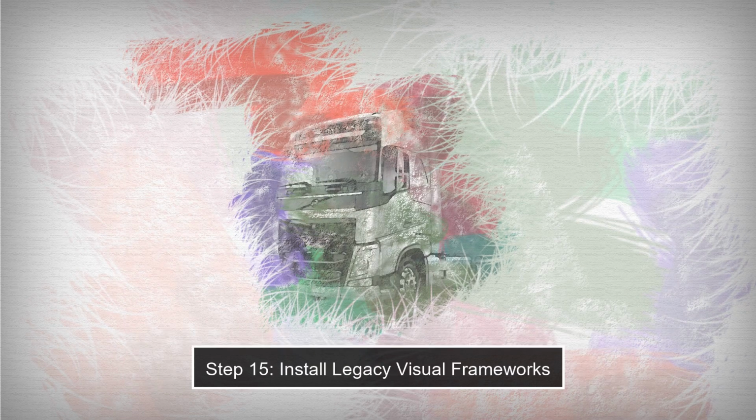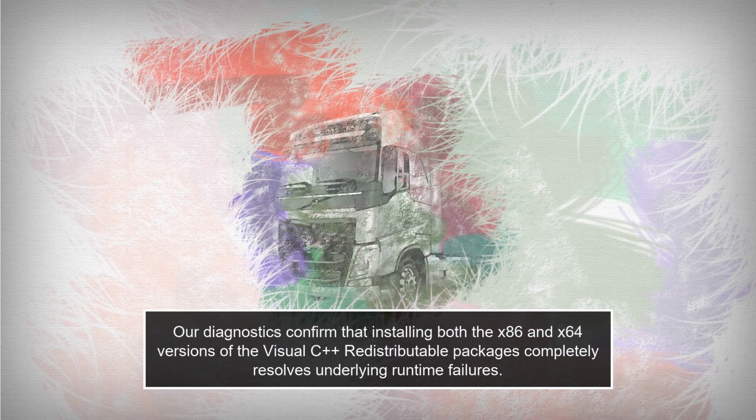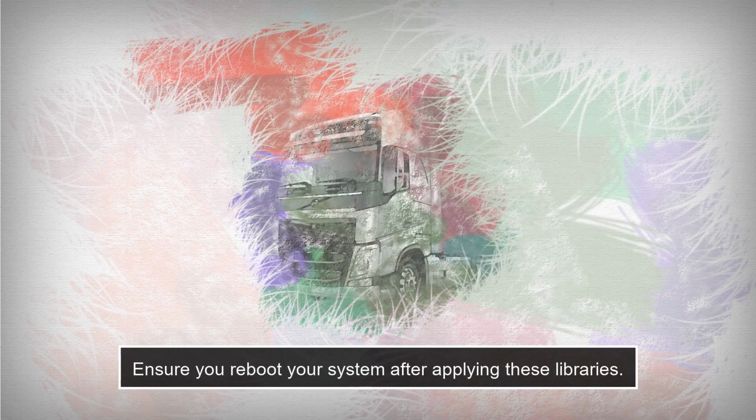Step 15. Install legacy visual frameworks. Many decrypt applications rely on legacy Microsoft libraries that do not ship natively with modern Windows installations. Our diagnostics confirm that installing both the x86 and x64 versions of the Visual C++ redistributable packages completely resolves underlying runtime failures. Ensure you reboot your system after applying these libraries.